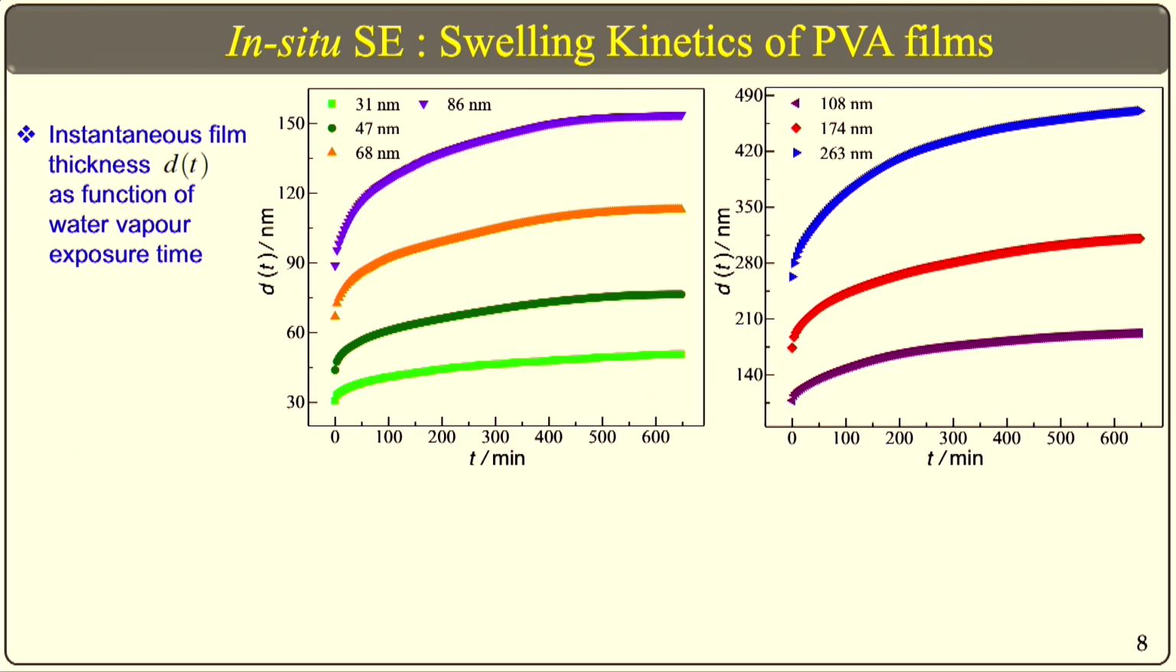So this is a conclusive plot for this section. Here you see the instantaneous film thickness as a function of time. Time is the exposure to swelling, and we performed this for around 650 minutes, for a different range of thicknesses. As you can see, we have gone from about 31 nanometers to about 263 nanometers. These are dry film thicknesses. Now interestingly, what we see is that a very thin film seems to swell very little. However, with an increment in thickness, the swelling keeps on increasing.